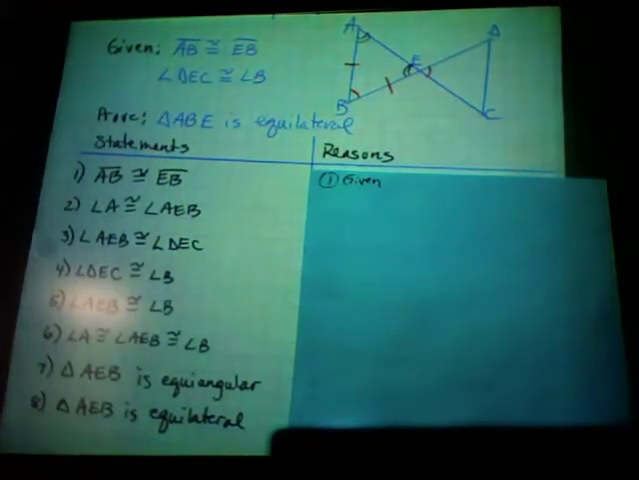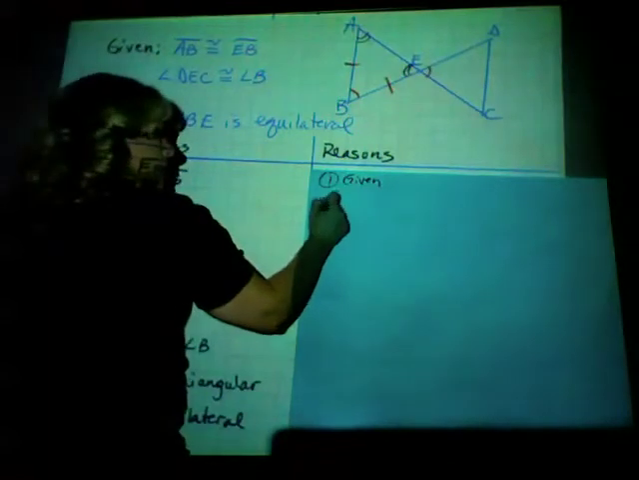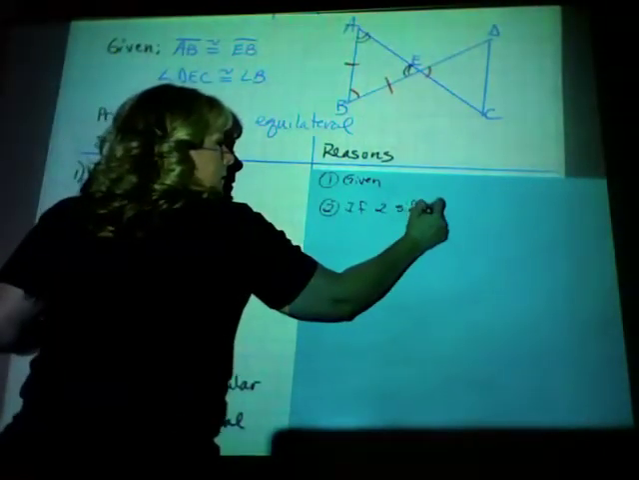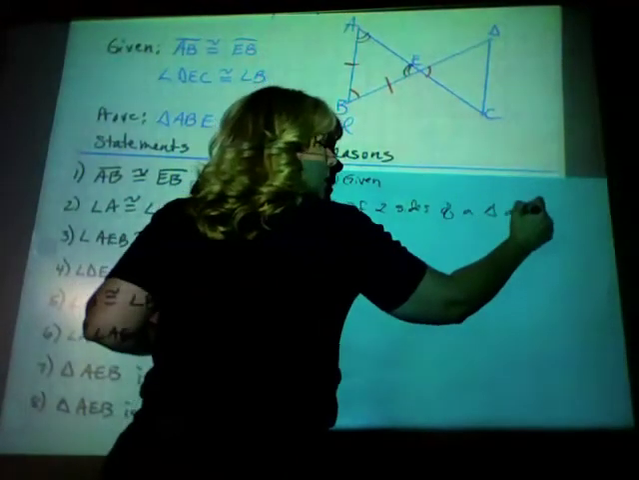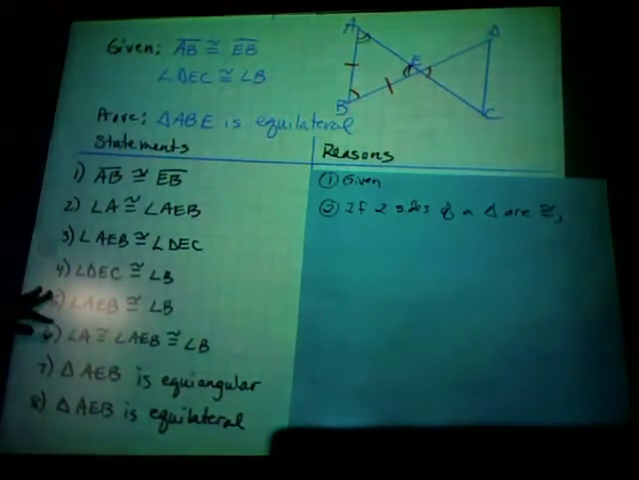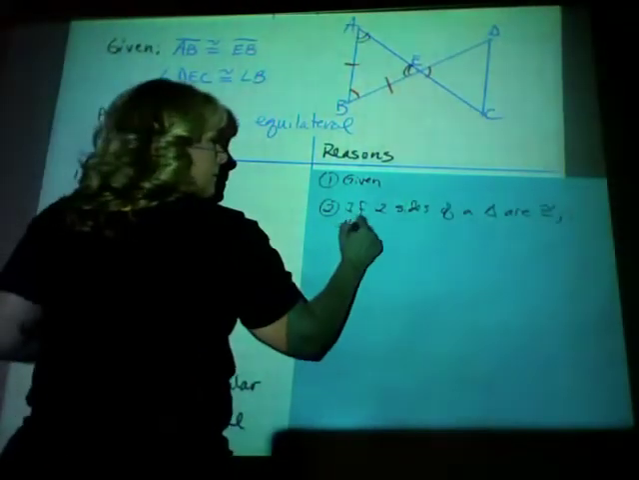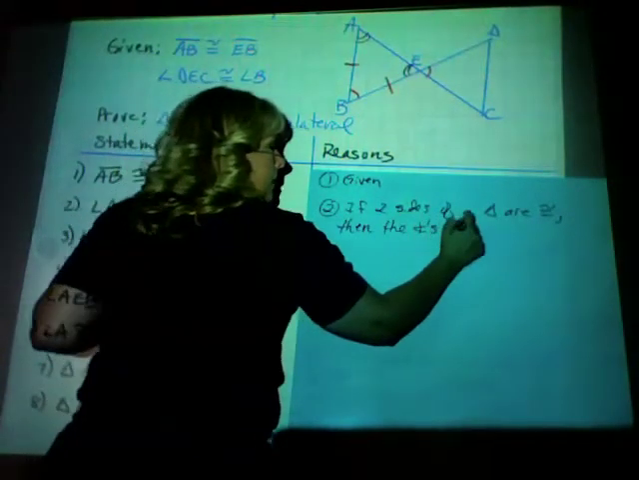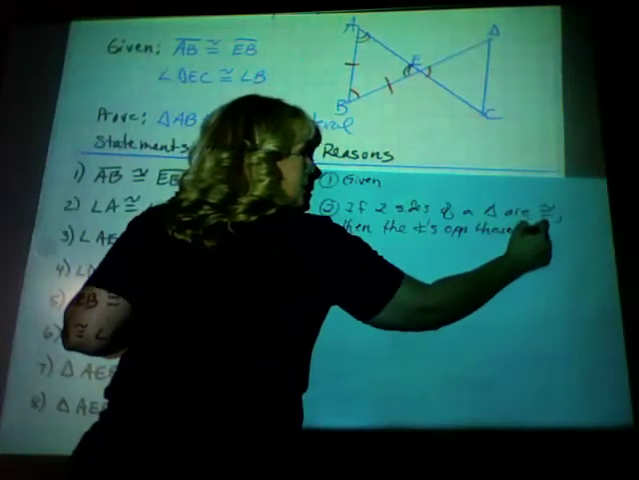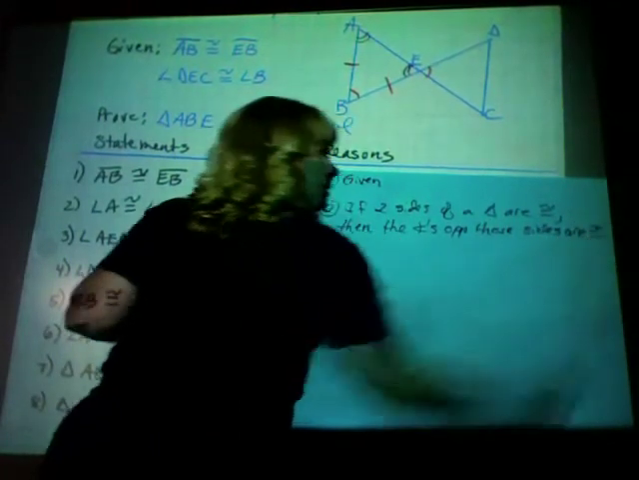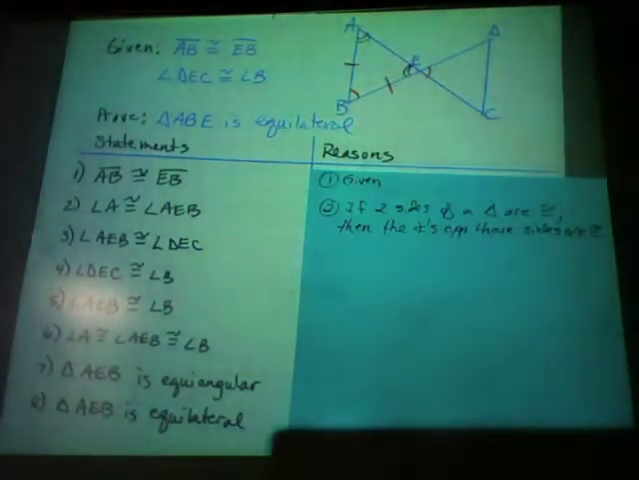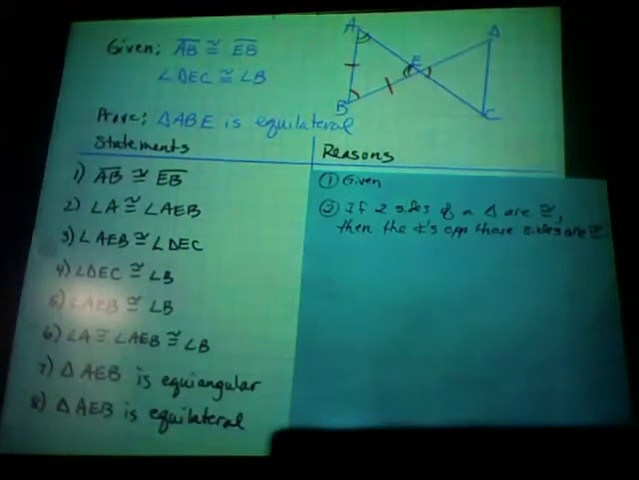What was our reason for that again? If 2 sides of a triangle are congruent, then the angles opposite those sides are congruent. Okay, I use double arc marks for a reason. So now I've proven 2 of the angles in the triangle are congruent. I have to connect them somehow to angle B.